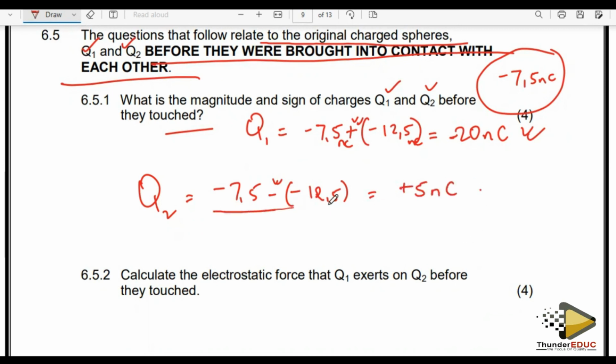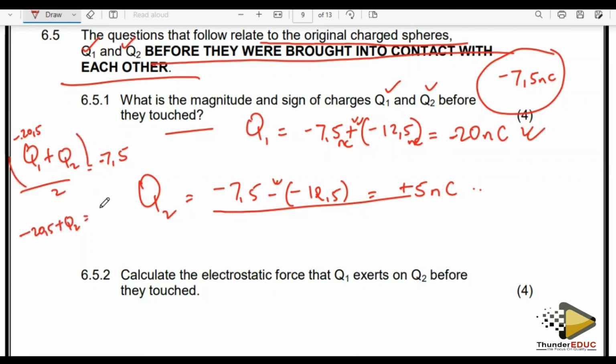That's alternative number 1. The other alternative is by looking at Q1 plus Q4, divided by 2, must give us negative 7.5. If you have your Q1 known, it will be just transposing that. So that is negative 25 plus Q4. When you multiply both sides by 2, you're going to get negative 20. This is 20, not 25. So when I move that upside, my Q4 is just going to be positive 5.